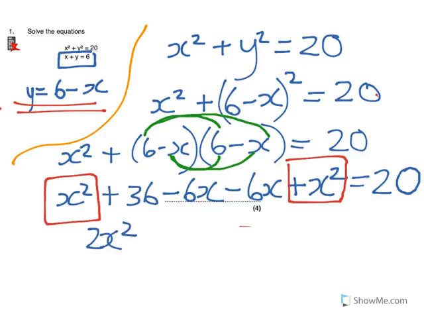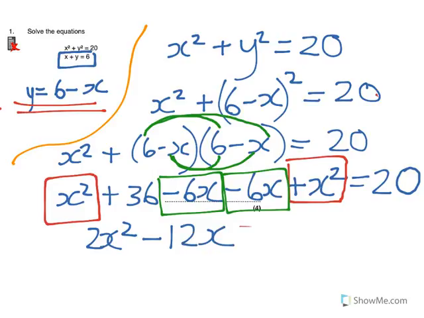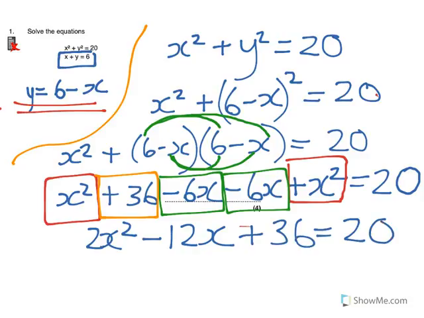And then I have minus 6x minus another 6x. So if we think of temperature here, if it was minus 6 outside and it got 6 degrees colder, that would mean that it would be minus 12x. And then on the end there, we have our numbers. So the only number I have is here, on this side of the equals. So I therefore have to plus 36, and that equals 20.